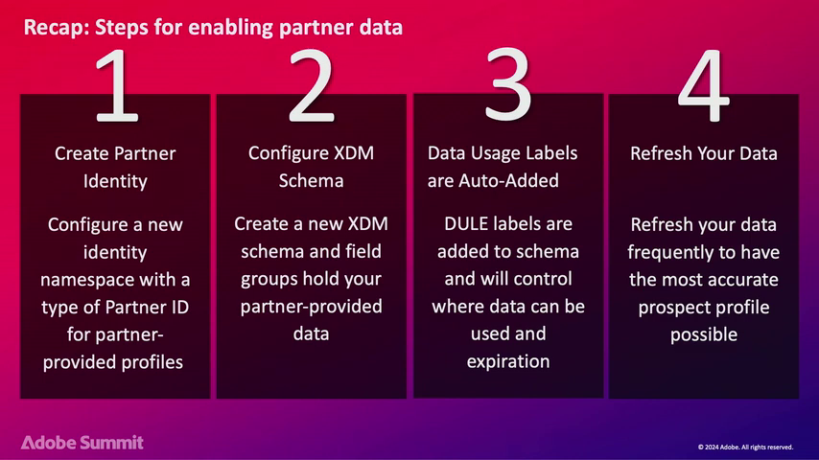So to recap, we have a couple slides of takeaways. The first set of takeaways I want you to remember are these four fundamental steps about working with partner data. You've got to set up that partner identity. You've got to configure that XDM schema. You've got to make sure you assign that partner ID to it. Double check that the data labels are there. They're supposed to be auto-added, but it's always good to double check that the labels are there.